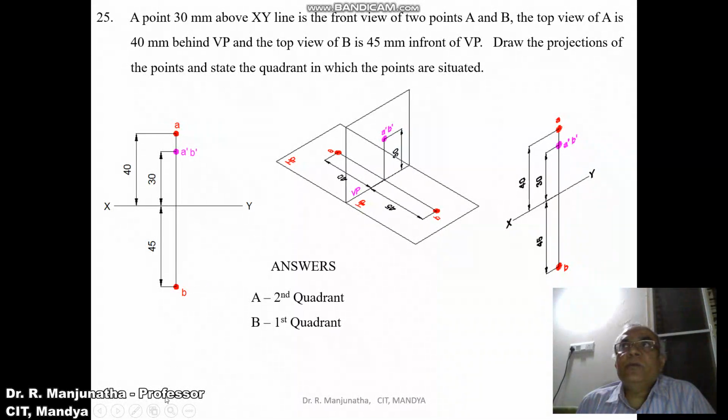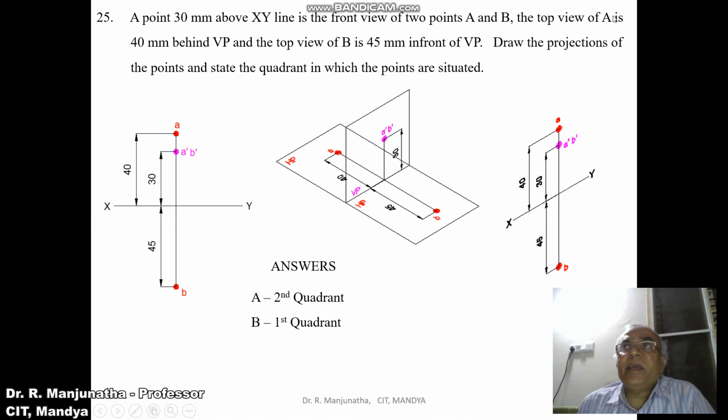First we are going to draw a vertical projector and then he says 30 mm above XY line. As he says 30 mm above XY line, from the XY line you measure 30 mm and you mark this point. He says the front views of 2 points capital A and capital B. So that means it becomes A dash and B dash.